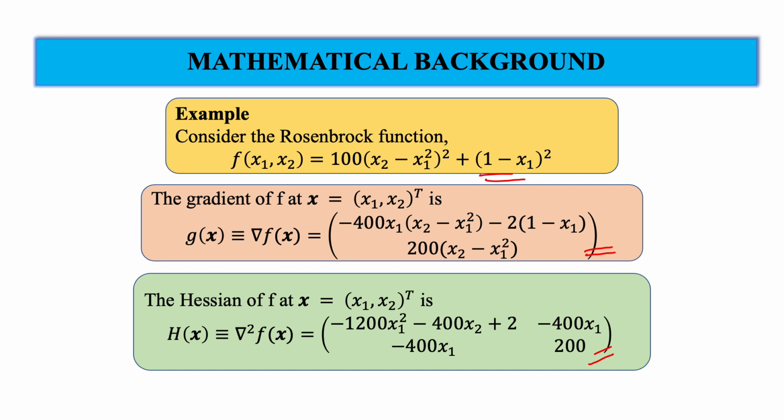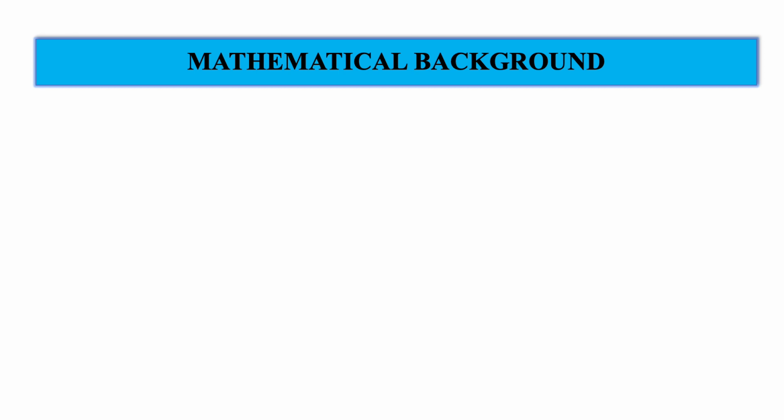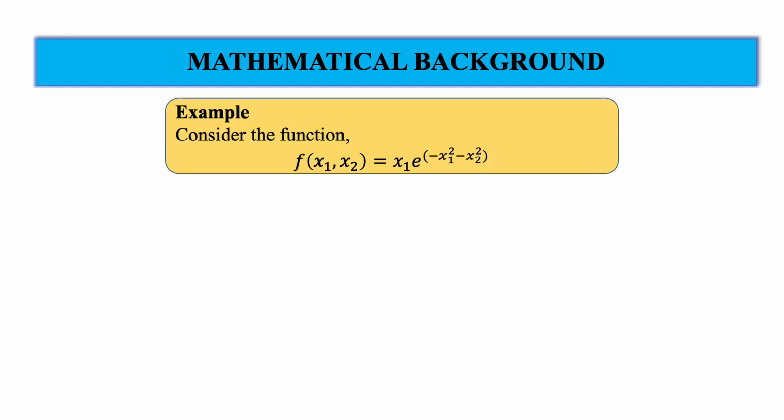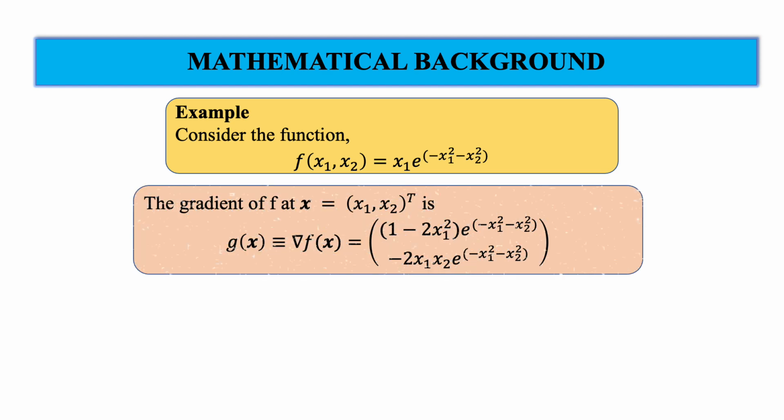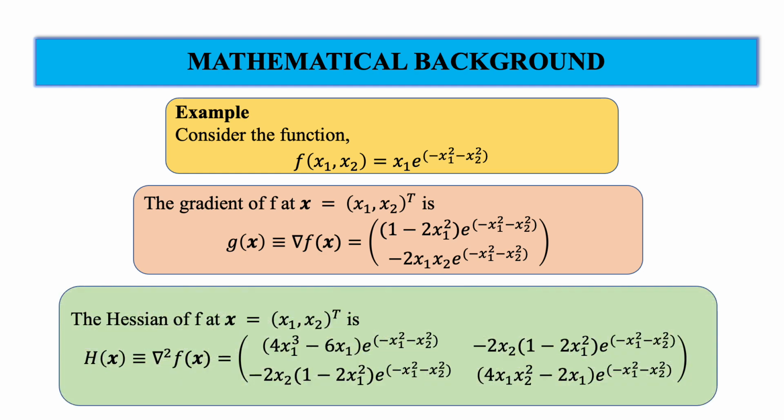That is very important. Now let us look at another example, which is f(x1, x2) = x1 e to the power of minus x1 squared minus x2 squared. So here are the gradient vector and Hessian of this function evaluated at any arbitrary x1 and x2.